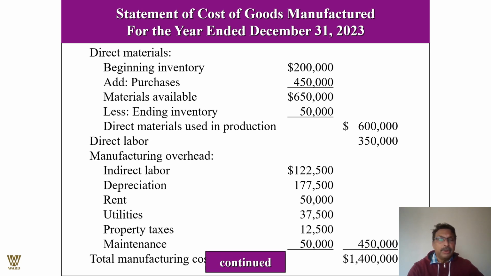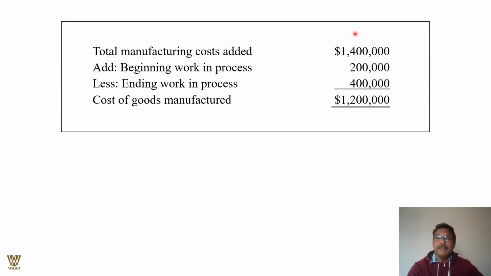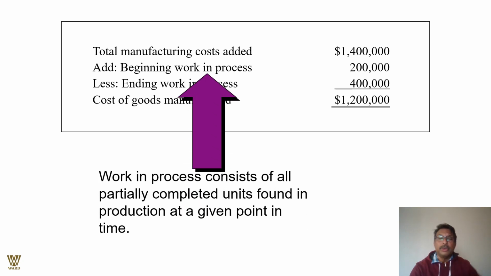We need to continue, right? So total manufacturing cost is $1,400,000. Beginning work in progress was $200,000. That's the inventory that was kept with us. Less the ending work in progress of $400,000. And then we have the cost of goods manufactured, which is $1,200,000. This is what the cost of goods manufactured is all about. This is nothing but the work in progress. WIP consists of the partially completed units found in production at any given point of time.